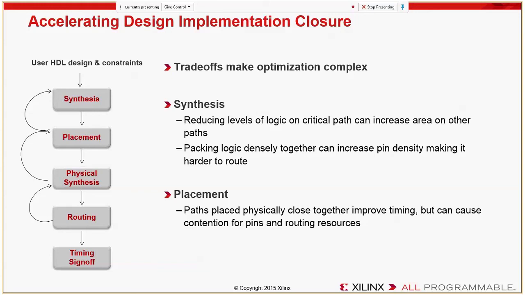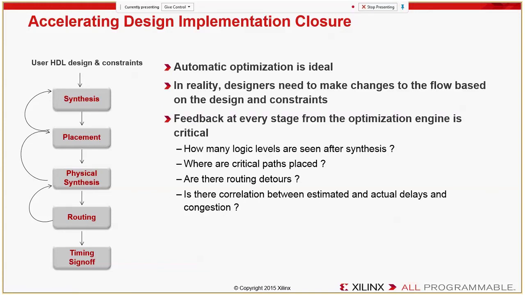So as tools take a design through the different stages in this flow, they're constantly making trade-offs in the different algorithms used. Ideally, automatically optimizing the entire design is ideal, right? You would just like to push a button, feed in an HDL design and constraints to a tool, and have it produce a placed and routed netlist that meets all your constraints without any intervention. However, in reality, designers need to make changes to the flow, by tweaking knobs or parameters based on the design and the constraints. Because of this, feedback at every stage from the optimization engine is critical.